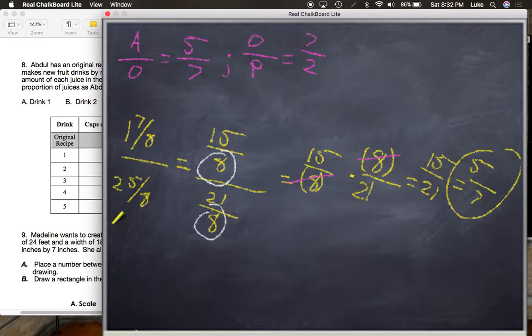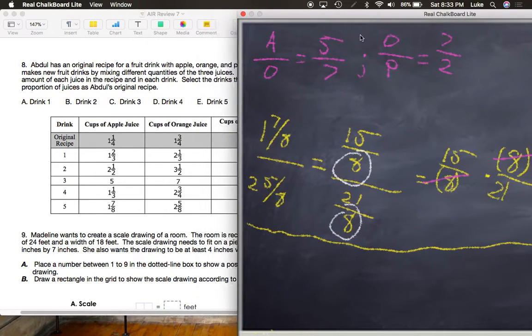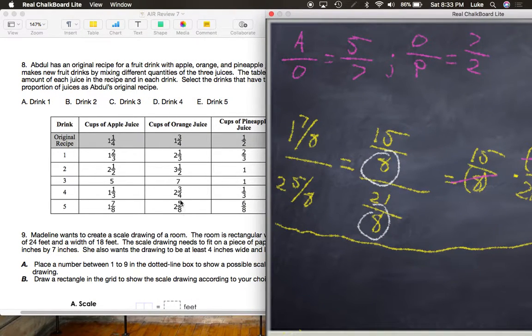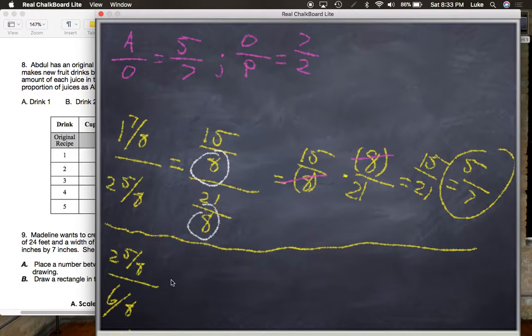So far, drink number 5 is looking like it's going to be good to go. Now I think I might have enough room to do this. Let's do our last part, orange juice to pineapple juice in drink number 5. So orange juice is going to be 2 5/8 cups compared to 6 over 8. And we're going to turn the mixed fraction into an improper fraction. 2 times 8 is 16, plus 5 is 21 over 8. And of course my 6 over 8 is good to go. We don't need to do anything.